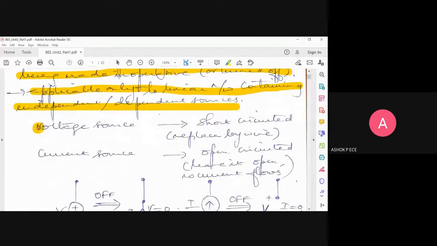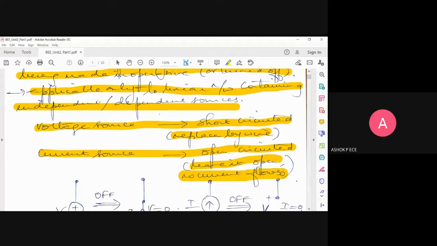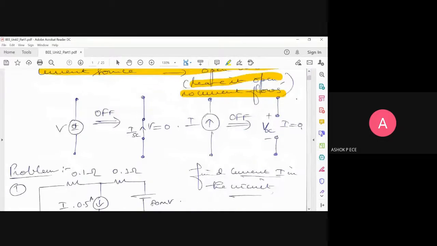And see here, turning off means the voltage source I'm going to replace by a short circuit, and the current source I'm going to replace by an open circuit. This one we have seen already in network simplification in the first unit. So a voltage source is replaced by a short circuit or a wire. A current source is replaced by an open circuit, so the circuit is left open and no current is going to flow. And in the circuit notation you see, a voltage source is there. If I'm going to turn off the voltage source, I'll be replacing it by a short circuit, a simple wire. Turning off the voltage means I'm putting V equal to zero. What is the condition V equal to zero called? Short circuit. Clear?